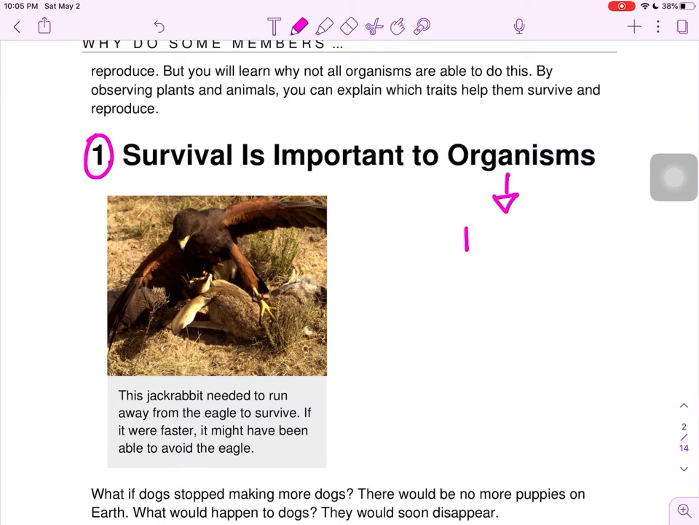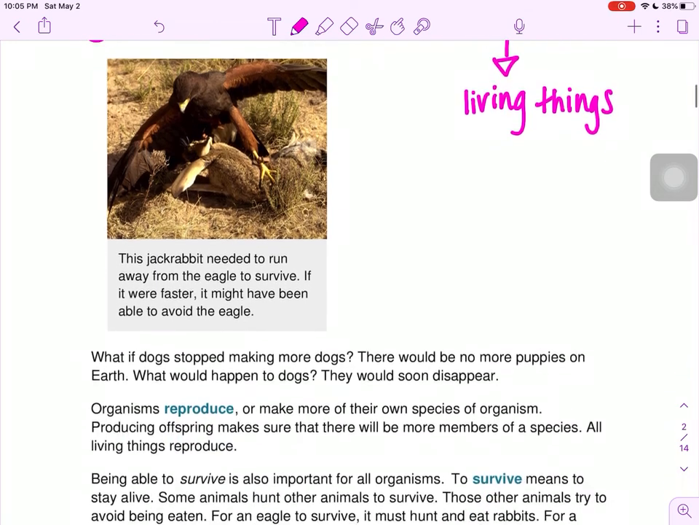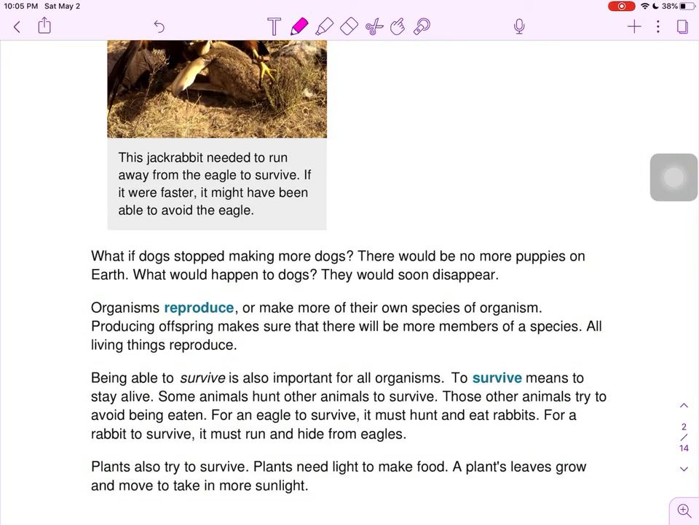So survival is important to organisms. So again, organisms, just living things. Total review based on the things we've talked about this year. All right, what if dogs stopped making more dogs? There would be no more puppies on Earth. What would happen to dogs? They would soon disappear.